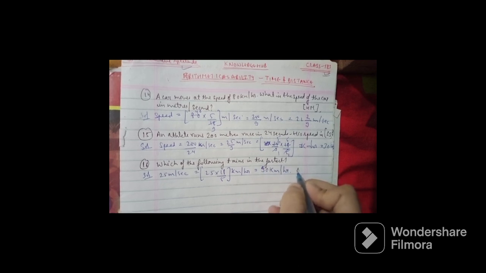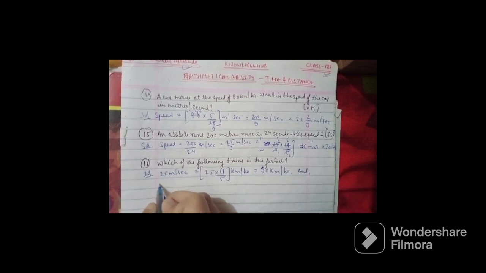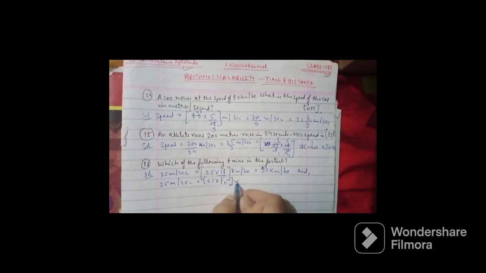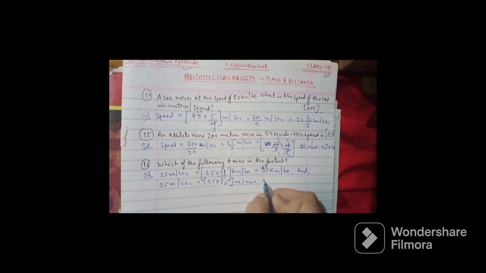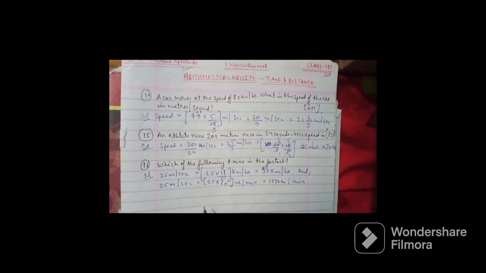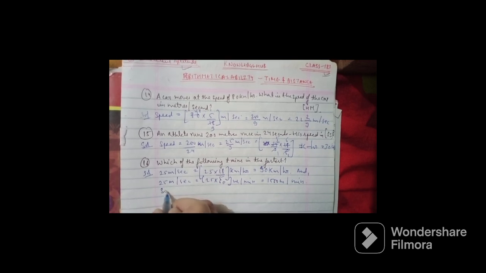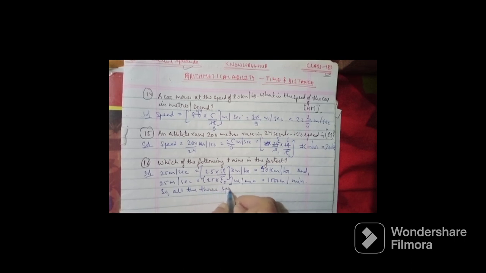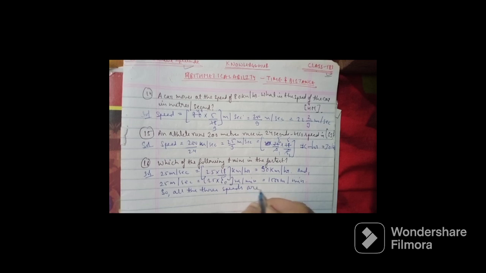and 25 meter per second equals 25 into 60 meter per minute. It will be 1500 meter per minute. So all the three speeds are equal.